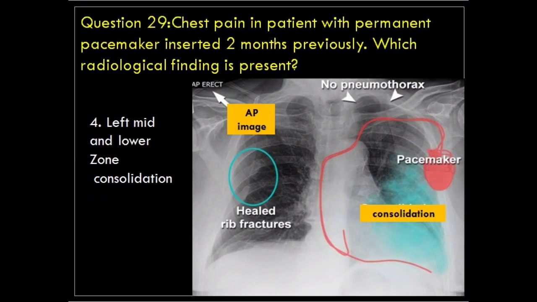The correct answer is left mid and lower zone consolidation. The pacemaker appears correctly positioned. There is no pneumothorax. Although the heart appears enlarged, the heart size cannot be accurately assessed on an anterior-posterior (AP) image. Consolidation is present in the left mid and lower zones. Pneumonia was the cause of chest pain in this patient.